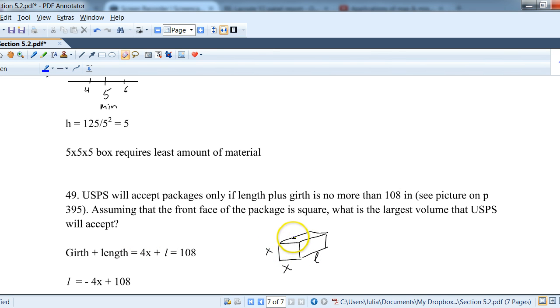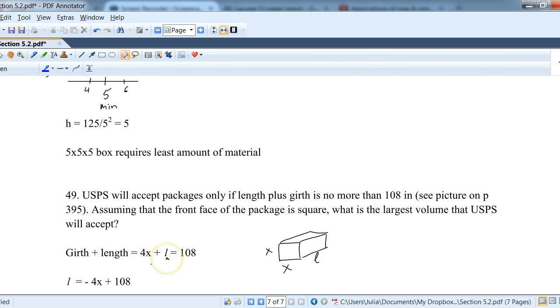In fact, I think the picture shows it if you follow the arrows around. So going around the whole face, which will be 4x, the front face, so that's the girth, plus length. So it can be no more than, so what if we set it equal to 108 to find the largest volume box? So you want to set it to be the highest it can be. So we set it to exactly 108 to find the maximum.